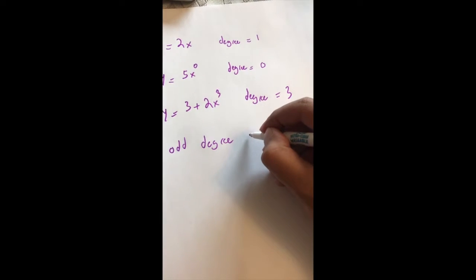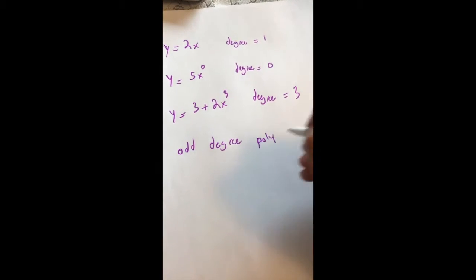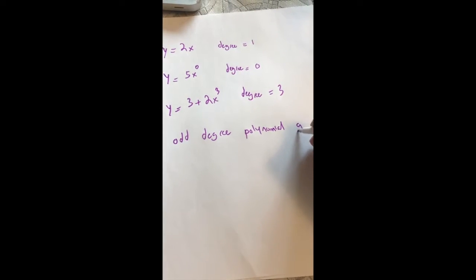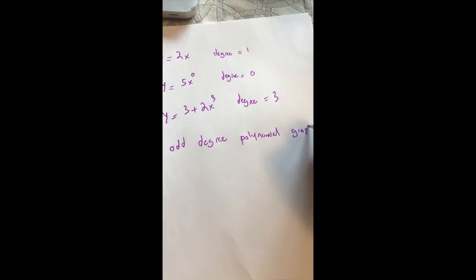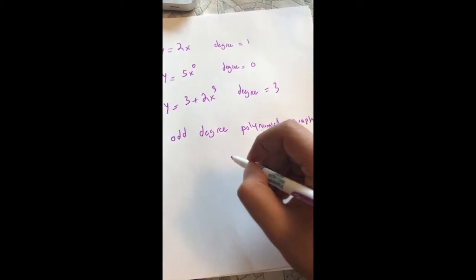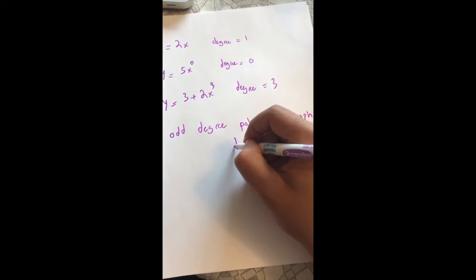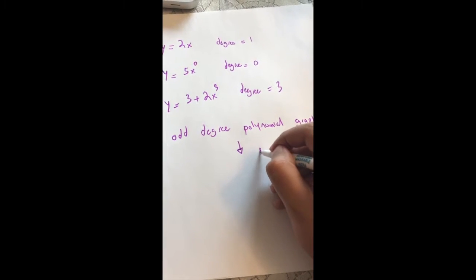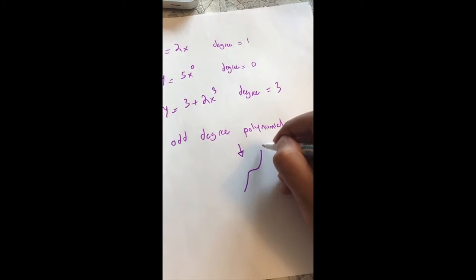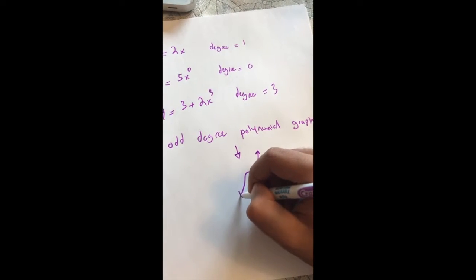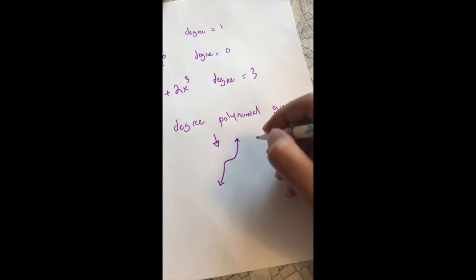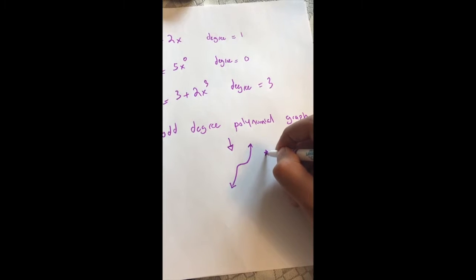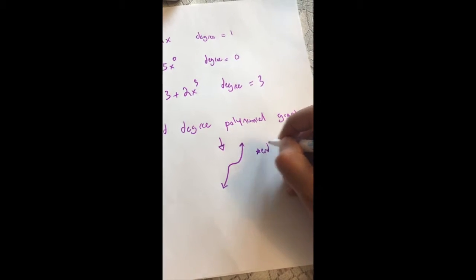So let's say if a polynomial has odd degree, the polynomial's graph will look something like this. So yeah, odd degree polynomial. This is what the graph looks like. The end behavior, as you can see, is from top right to bottom left. And this is known as end behavior.